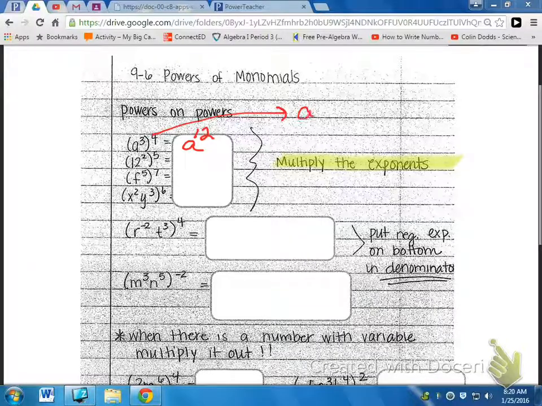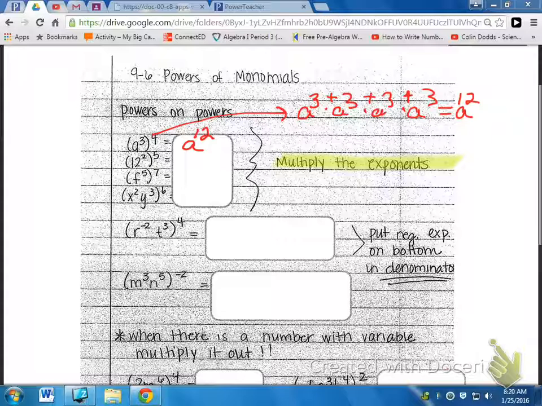This is the same as a to the third times a to the third times a to the third times a to the third. Something that we have already done before. When it's the same base, you leave that base a, and then didn't we just add all those exponents together? What do you get when you have 4 3s? Well, that's 12. So this is just simply taking what we've already done and putting it as a shortcut when it's a power on a power written like that.